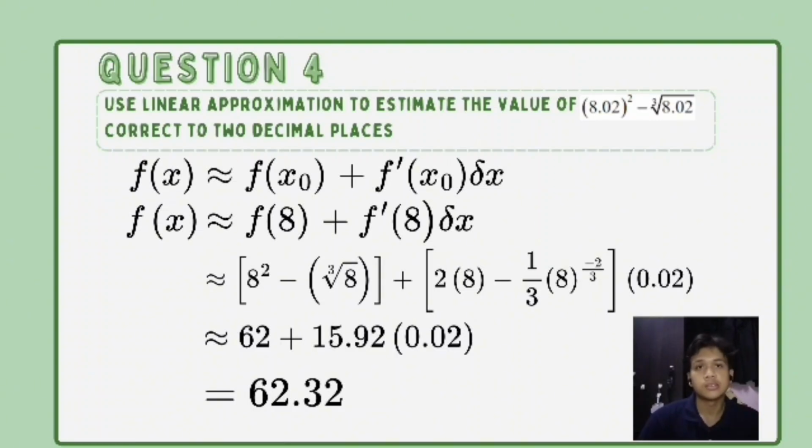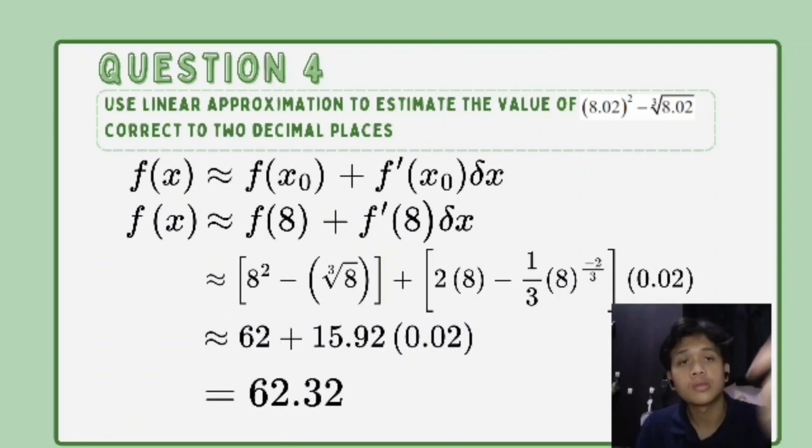So we calculate it, 62 plus 15.92 multiplied by 0.02, and the answer we get is 62.32. So the estimated value of 8.02 squared minus cube root of 8.02 is 62.32.